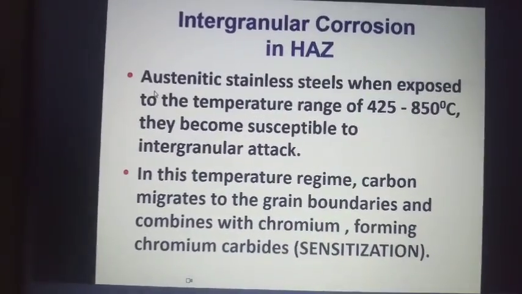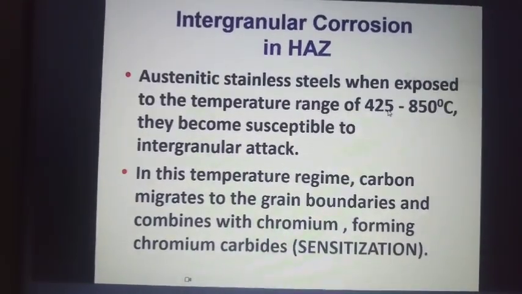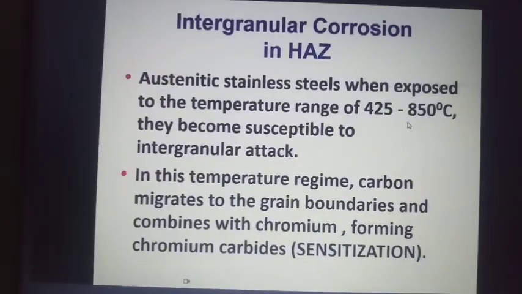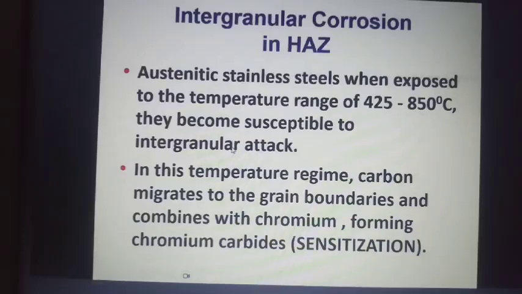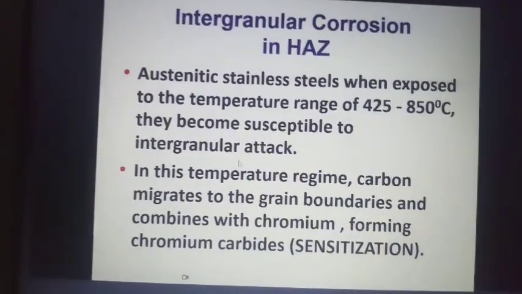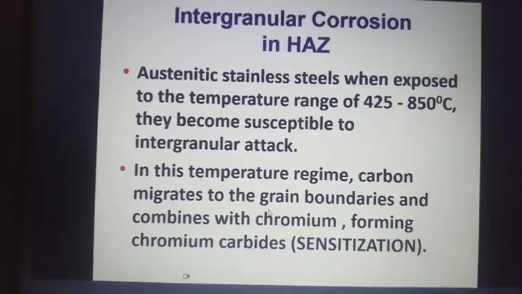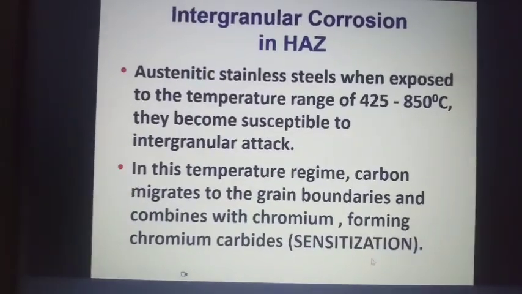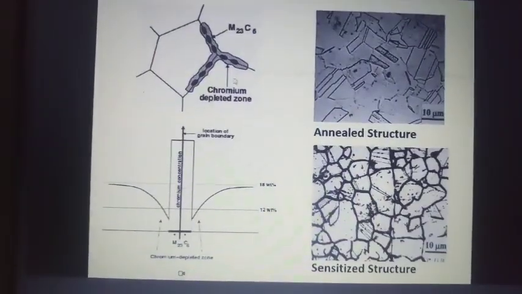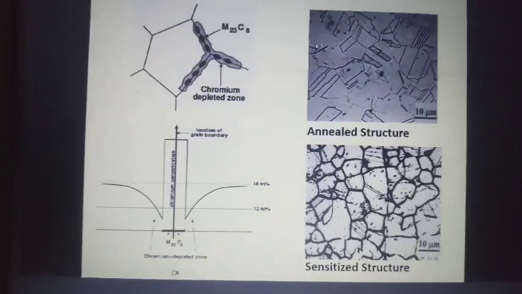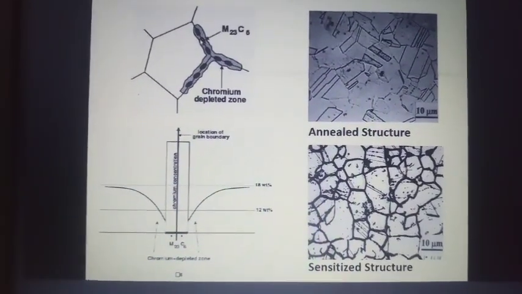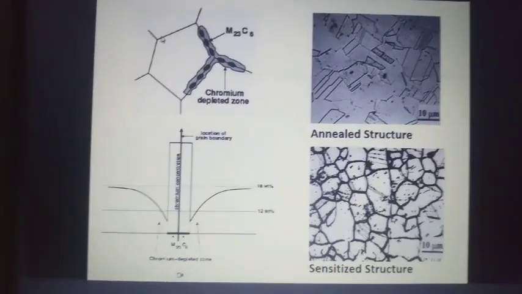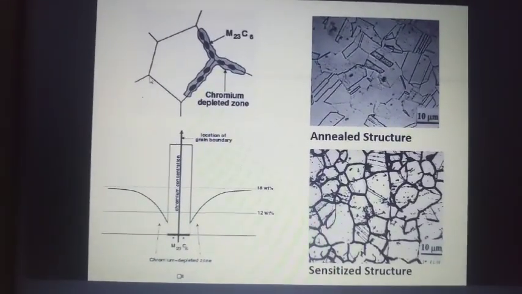Intergranular corrosion in the HAZ: austenitic stainless steel, when exposed to the temperature of 425 to 800 degrees C, becomes susceptible to intergranular attack. The thing is that they form chromium carbide in the boundary: the carbon combines with the chromium and forms chromium carbide, which is called sensitization. This is a normal annealed microstructure, which will have a grain boundary like this.